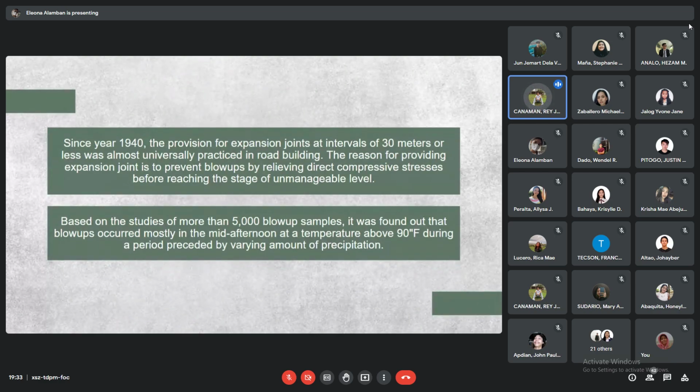So since the year 1940, the provision for expansion joints at intervals of 30 meters or less was almost universally practiced in road building. The reason for providing expansion joints is to prevent blow-ups by relieving direct compressive stresses before reaching an unmanageable level. Based on studies of more than 5,000 blow-up samples, it was found that blow-ups occurred mostly in the mid-afternoon at a temperature above 90 Fahrenheit, during a period preceded by varying amounts of precipitation. Next slide, please.